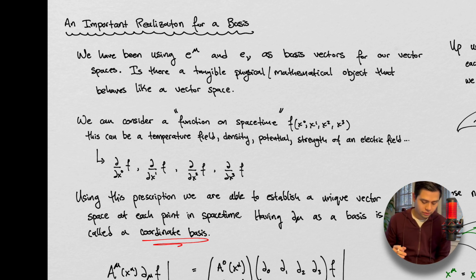So today we are going to be going over an important realization for a basis. Up until this point, we've been using this sort of obscure e mu and e nu as basis vectors for our vector spaces. The question becomes, is there a sort of physical or mathematical tangible object that behaves like these vector spaces?